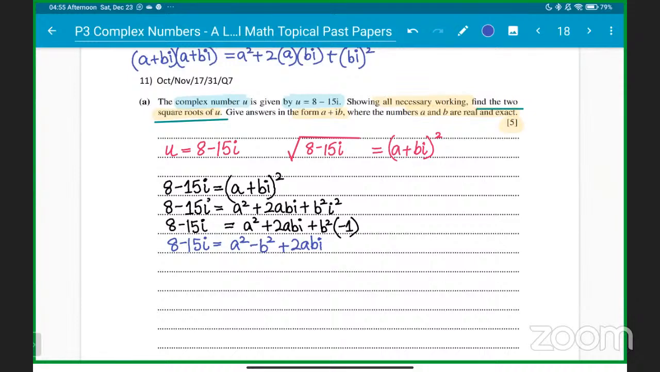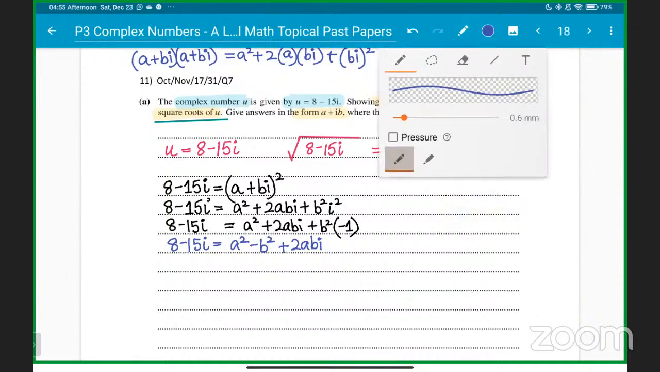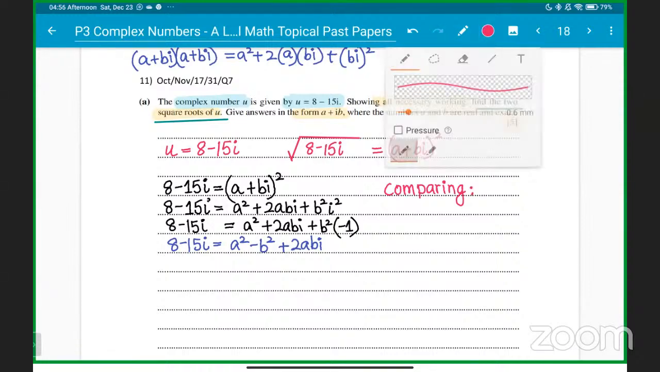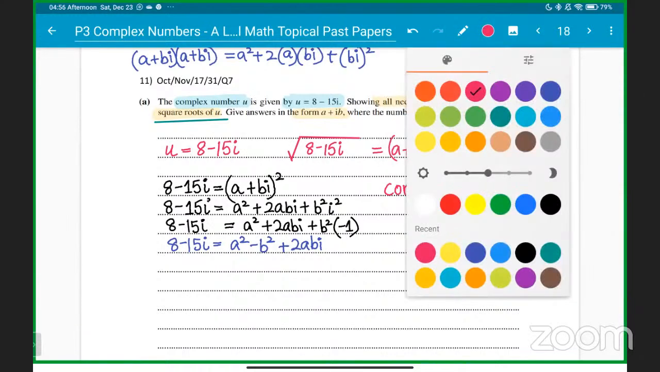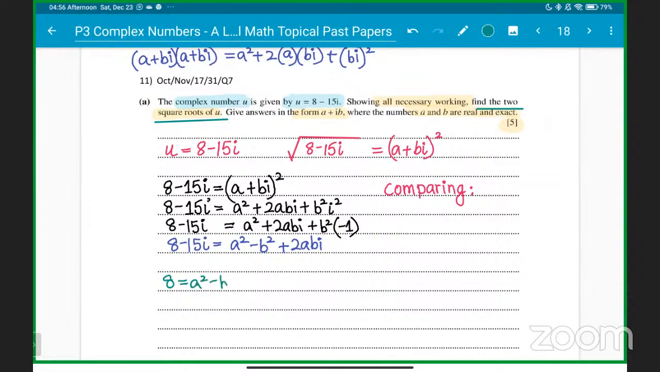No problem. Now, next important part. Because I'm saying again and again, comparing. So what will you compare with what? The real part will be compared with the real part, and the imaginary part will be compared with the imaginary part. Everyone there? Following? Clear? So it will be simple. 8 is the real part, so 8 will be compared with a square minus b square.